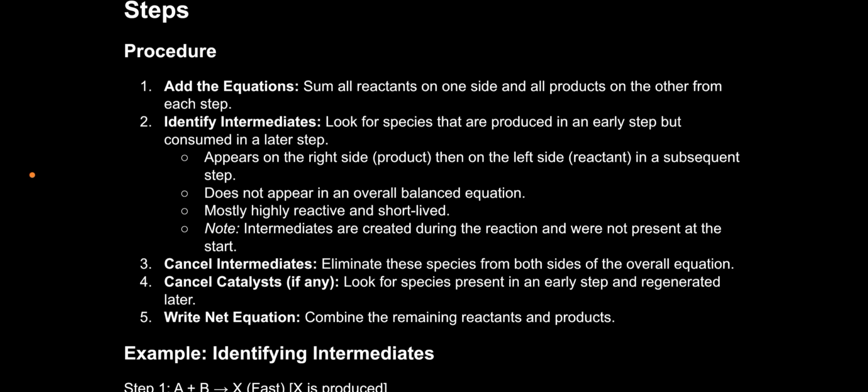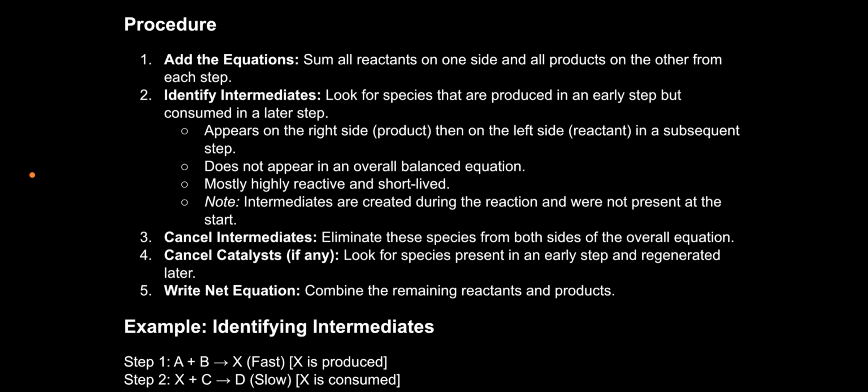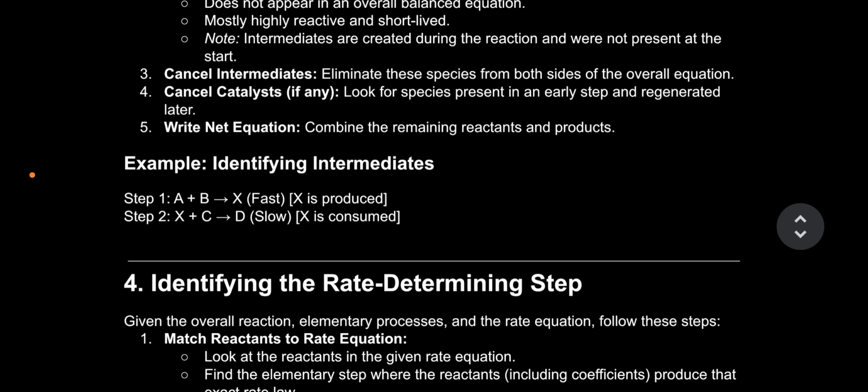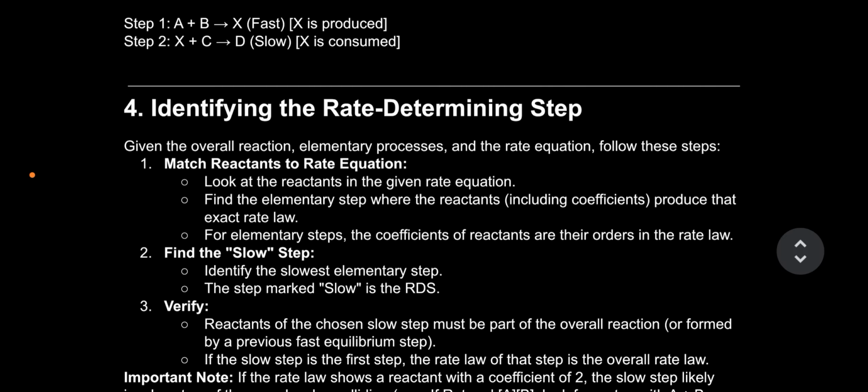Intermediates are mostly highly reactive and short-lived. Note, intermediates are created during the reaction and were not present at the start. Cancel intermediates. Eliminate these species from both sides of the overall equation. Cancel catalysts, if any. Look for species present in an early step and regenerated later. Write the net equation. Combine the remaining reactants and products. So example, identifying intermediates: A plus B turns into X, fast, X is produced. Step 2: X plus C turns into D, slow, X is consumed.